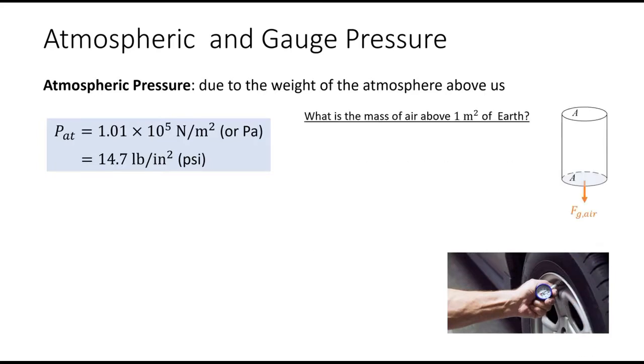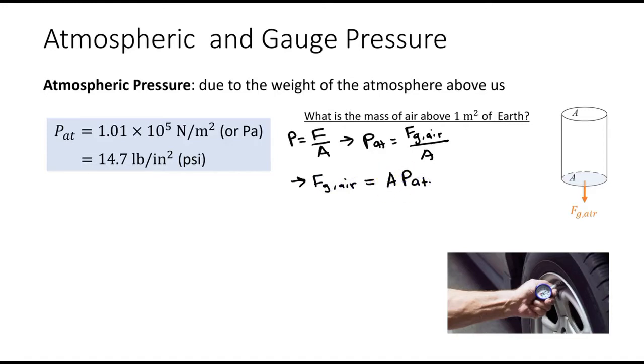And so with that in mind, we can actually think about calculating what is the mass of air above 1 square meter of the Earth. Okay, so to figure this out, we remember that P is equal to force divided by area. And so here, P atmosphere is equal to the weight of the air, so that's Fg of the air, divided by a particular area. So here that's going to be 1 meter squared. Okay, and so we can rearrange and solve for the weight of the air, and then we can solve that for the mass of air above the Earth. So Fg of the air, just rearranging, is going to be equal to A times P atmosphere.